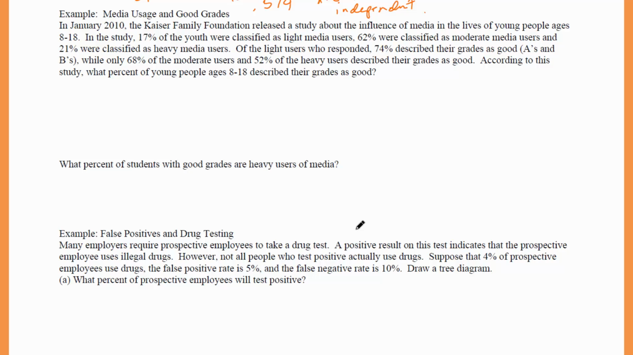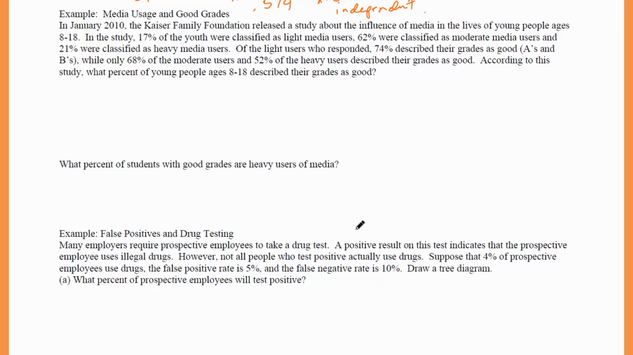Of the light users who responded, 74% described their grades as good, which was classified as A's and B's, while only 68% of the moderate users and 52% of the heavy users described their grades as good. According to this study, what percent of young people ages 8 through 18 described their grades as good? So you want the total percentage of people who describe their grades to be good.